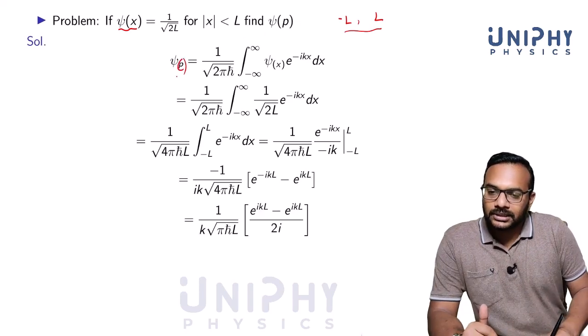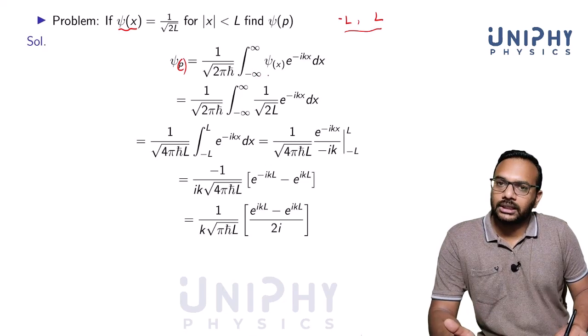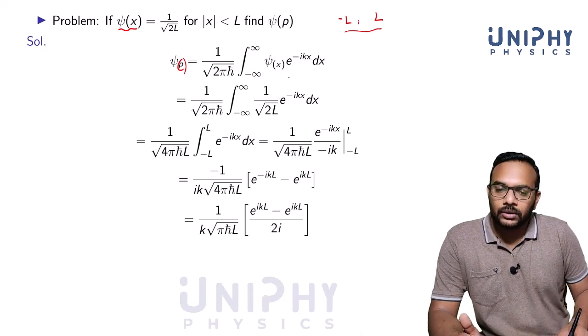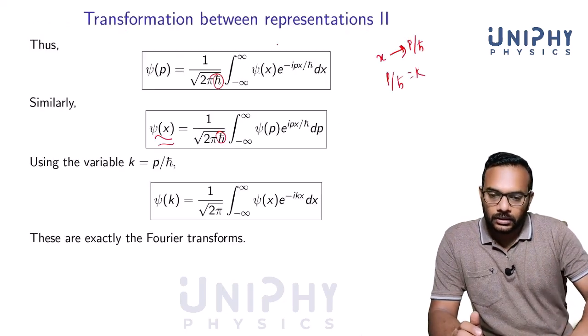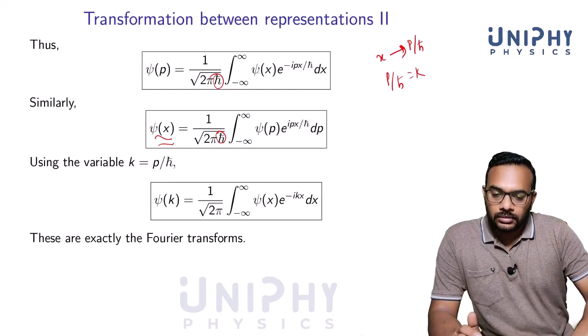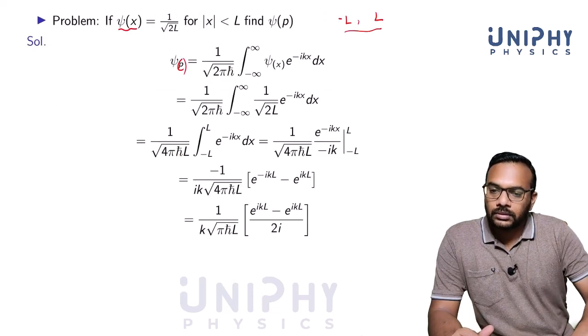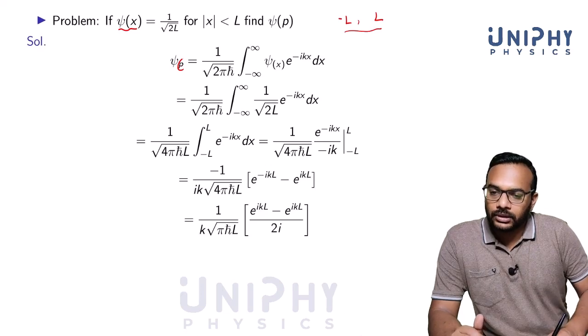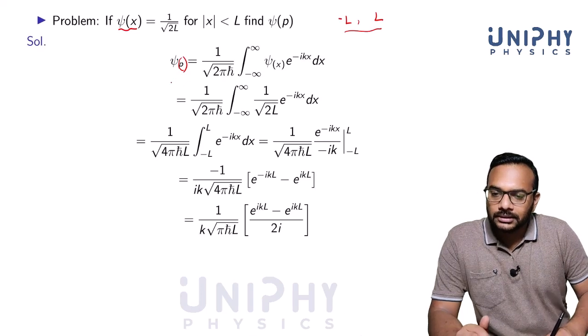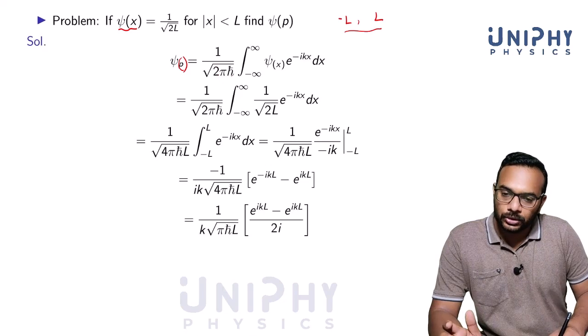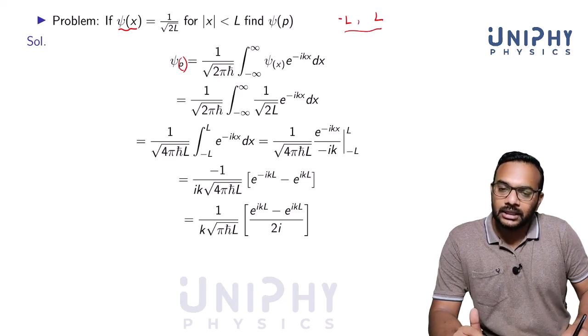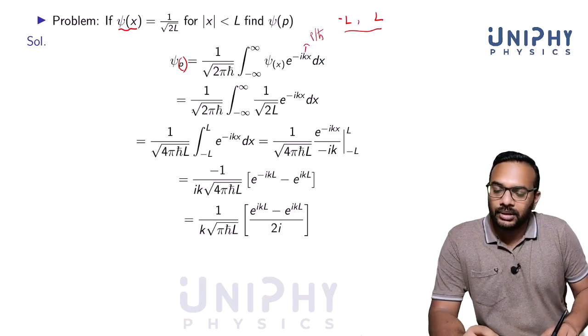You can write psi of p is equal to, use the Fourier transform, just as we said before. Since we are going from x to p, you write 1 by square root of 2 pi h cross, integral from minus infinity to infinity of psi of x e raised to minus ikx dx, just as we said. What's this k? This is actually p by h cross.